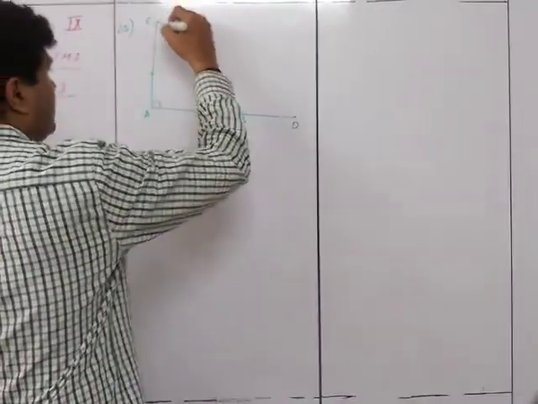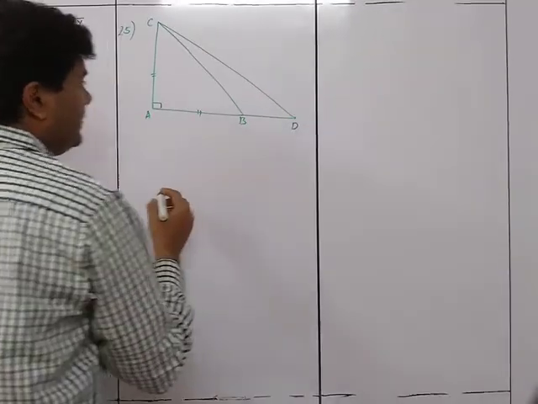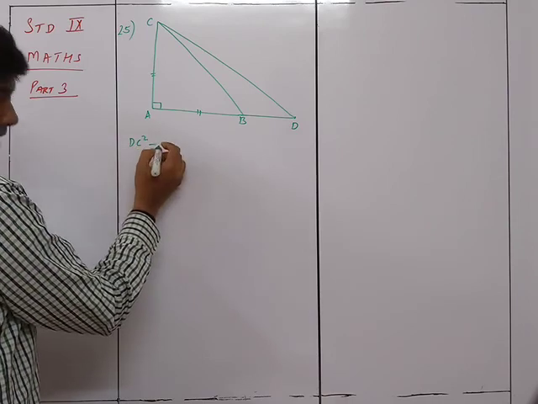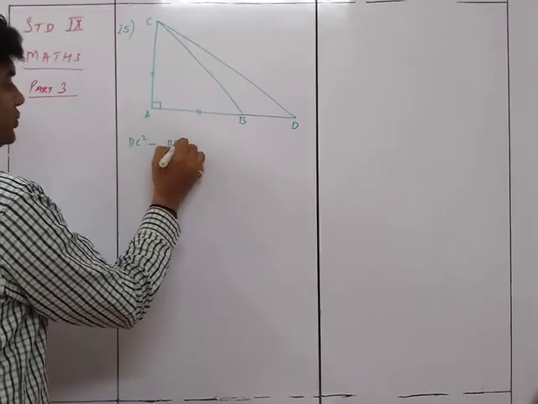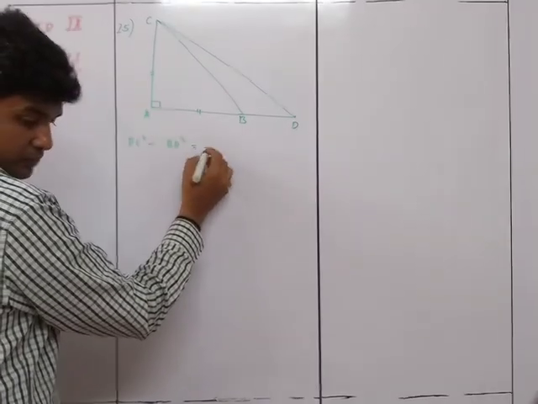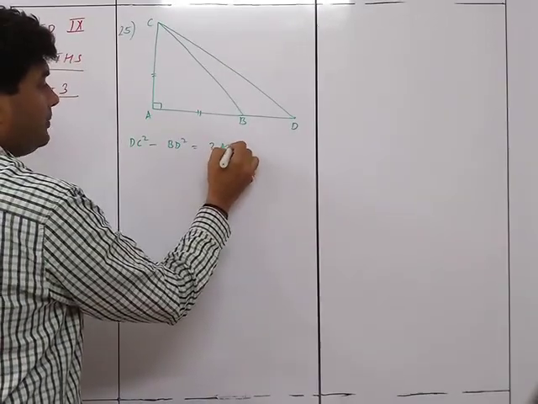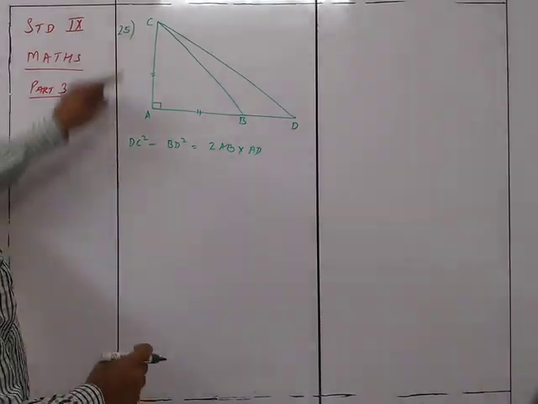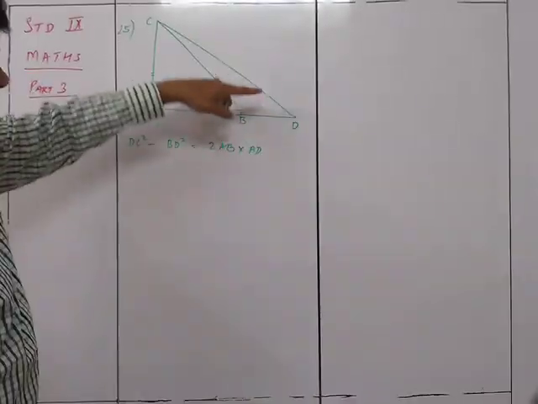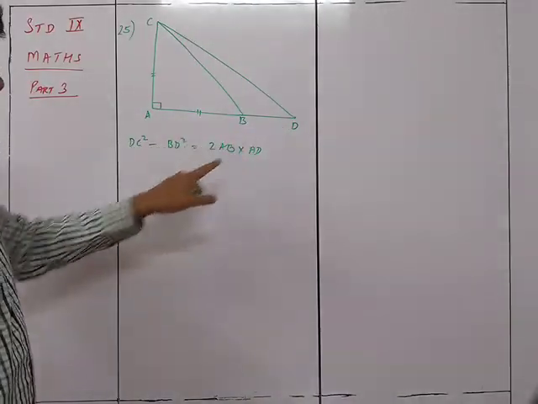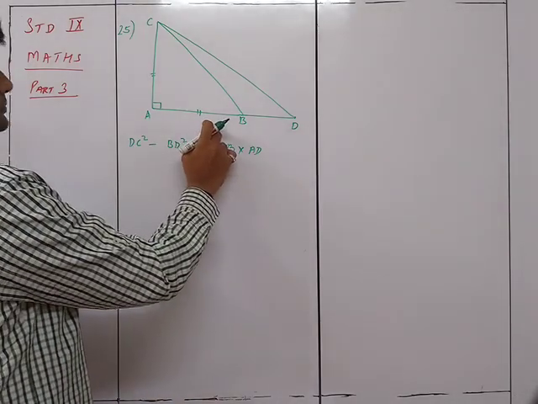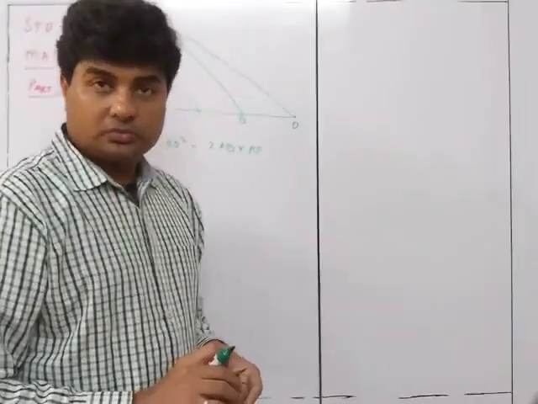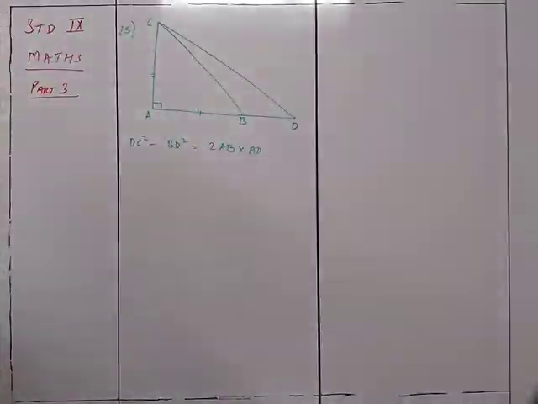So you just need to join this. What you need to prove is DC square minus BD square is equal to 2AB into AD. DC, one hypotenuse, minus BD over here is equal to 2AB into AD. Okay. So, a tough one. Let us try.